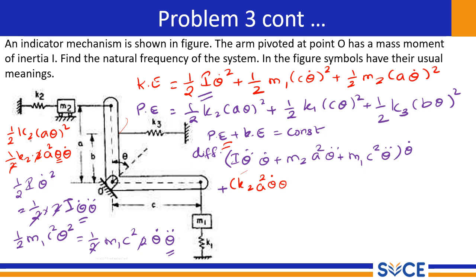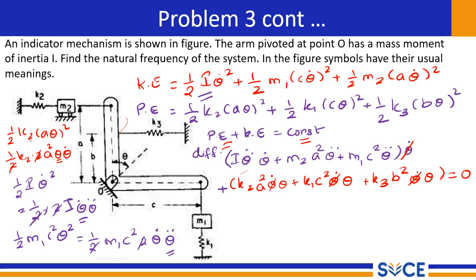Then we have to write k1 c square velocity theta plus k3 b square velocity theta. Everything should be equal to constant, but if the constant is differentiated, it will be equal to 0. Then we can cancel the velocity, which is common everywhere. Since the velocity is not 0, we take it out and remove it.